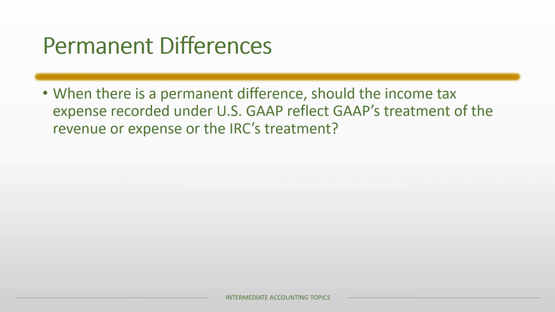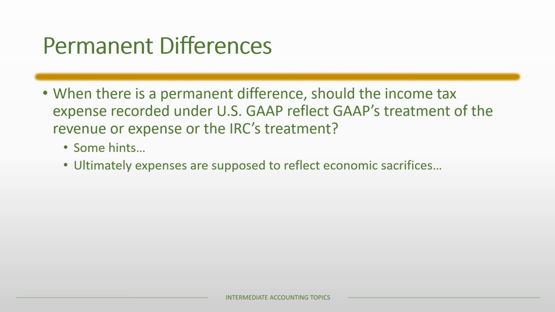So if there is a permanent difference, should the income tax expense recorded under US GAAP reflect GAAP's treatment of the revenue or expense or the Internal Revenue Code's treatment? Which one should it reflect? In other words, this is not something that's going to eventually be reconciled. There is a permanent difference. So let me give you a couple hints, just some ideas to think about before you answer that question.